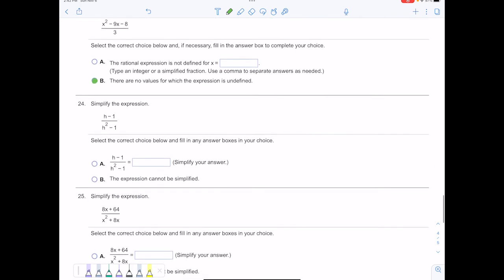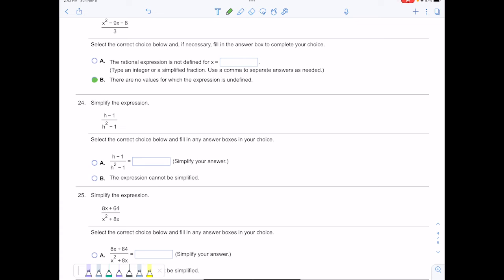In number 24, we're asked to simplify the expression. So just like when I simplify a fraction, I want to break it down and then cancel out any of the common factors. So when I have a rational expression, which is a polynomial divided by a polynomial, I want to factor anything I can. And the numerator h minus 1 can't be factored, but the denominator is a difference of 2 squares. It's going to factor into h plus 1 times h minus 1.